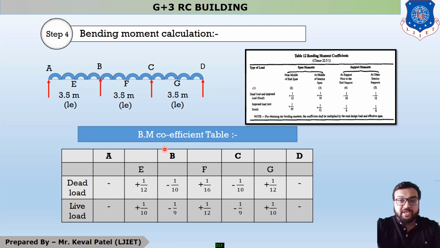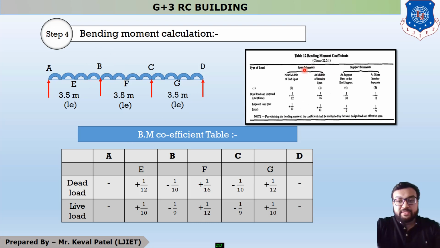So this is your bending moment coefficient table, in which we have to write all these things A, B, C and D. These four are your supports and E, F, G are your spans. You can see that this is the dead load and this is the live load coefficient. Okay. So first of all, we have to move to B, support. So B is your support.